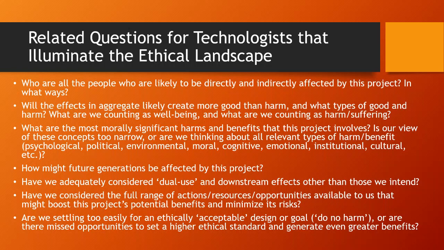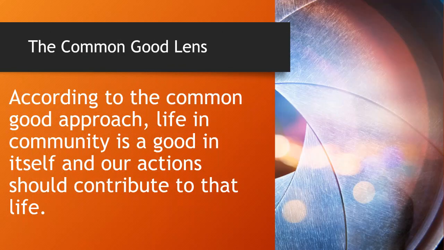How might future generations be affected by this project? Have we adequately considered misuse and downstream effects other than those we intend? Have we considered the full range of actions, resources, and opportunities available to us that might boost this project's potential benefits and minimize its risks? Are we setting too easy an ethically acceptable design or goal to do harm, or are there missed opportunities to set a higher ethical standard and generate even greater benefits?